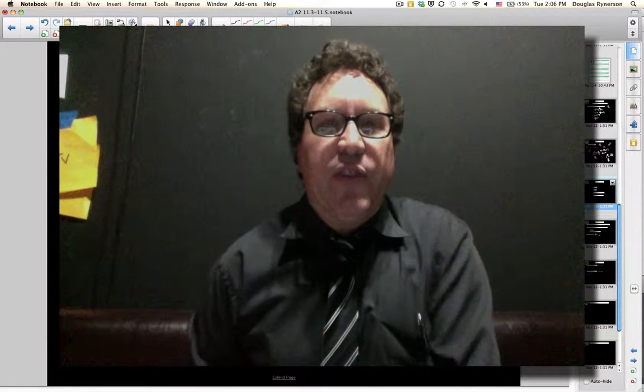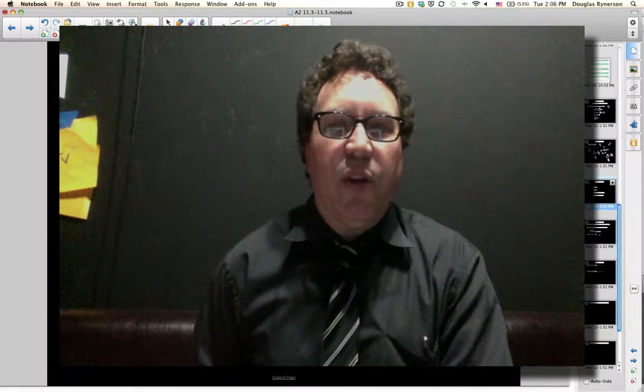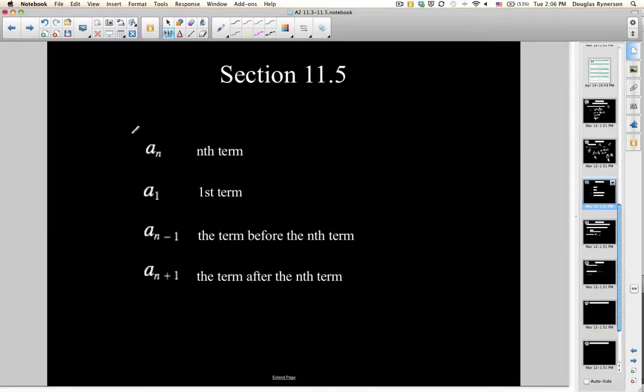In our final section for chapter 11.5, we're going to talk about recursive rules, but we want to clarify some of the terminology that we're using. Remember, a sub n is the nth term in a sequence. That's often the item we're looking for. A sub 1 is the first term in a sequence. A sub n minus 1 would be the term before the nth term, and a sub n plus 1 would be the term after the nth term.